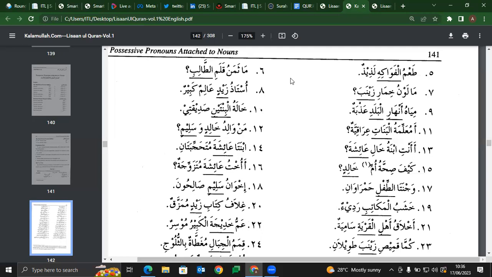Very good. Yeah, because of kalami, because there is a dhamir there, so we'll say he. Then ma launu khimari Zainaba. Ma launu khimari Zainaba. Khimar is, I think, veil, right? Khimar is dupatta. Okay, dupatta.